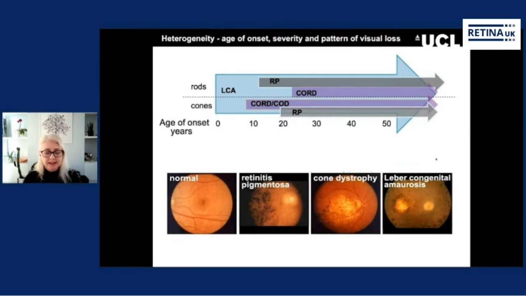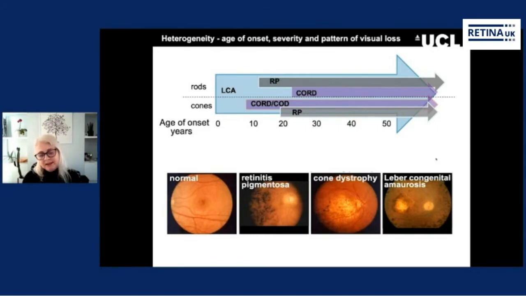And then we have conditions like retinitis pigmentosa, which are predominantly rod photoreceptors, but then can affect cone photoreceptors also later in the condition. And we have cone rod dystrophies. So there's a whole variety of conditions that are defined by which cell types they affect primarily. And this may also include other cells in the retina, such as the retinal pigment epithelial layer.